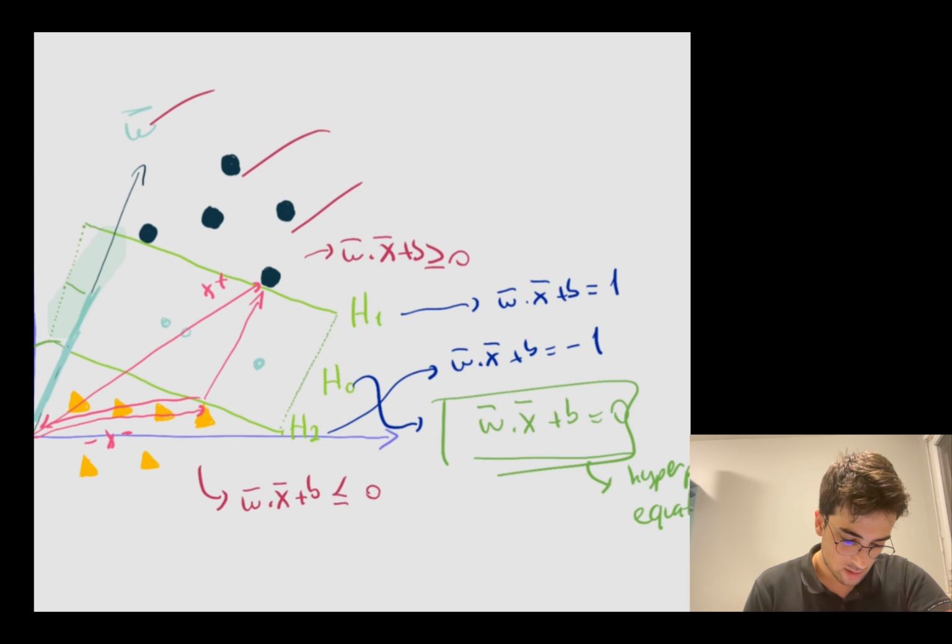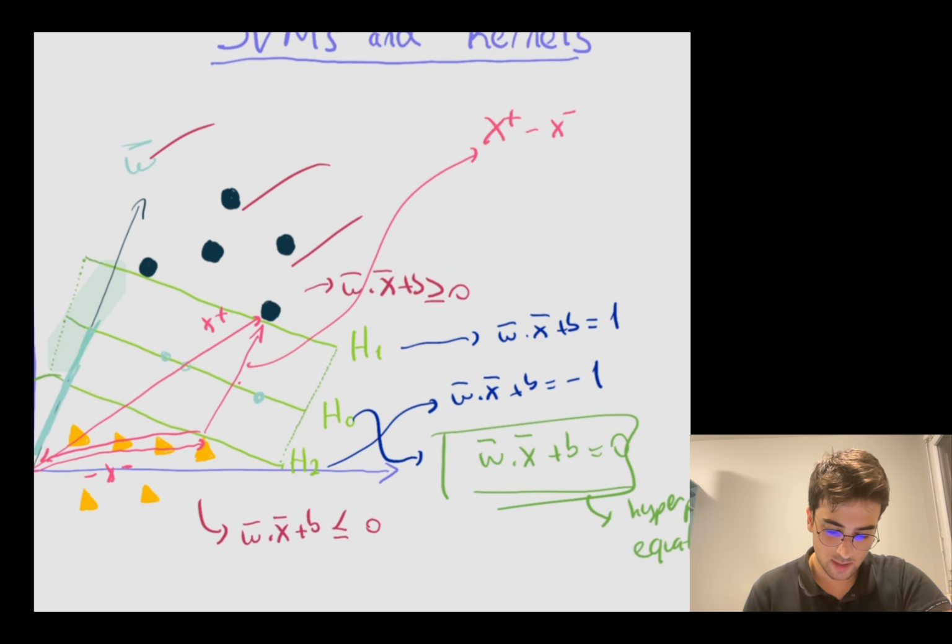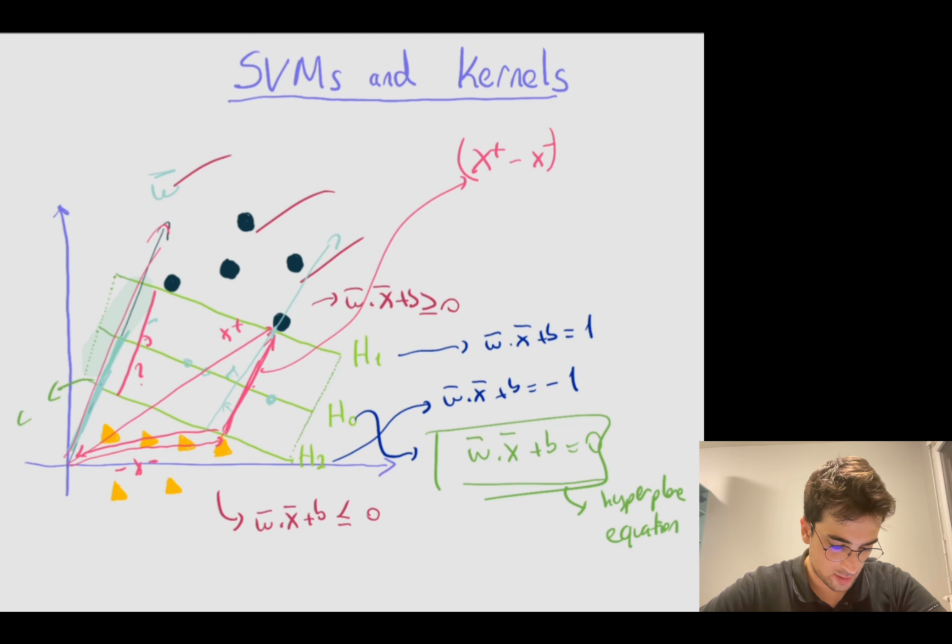So let's delete these ones again. Okay, so it doesn't need to be perpendicular. What we did so far is x plus minus x minus, right? We took it. This is this value. So we know this value is equal to x plus minus x minus, times the w vector divided by the magnitude of it, the normalized version. So it equals the margin.